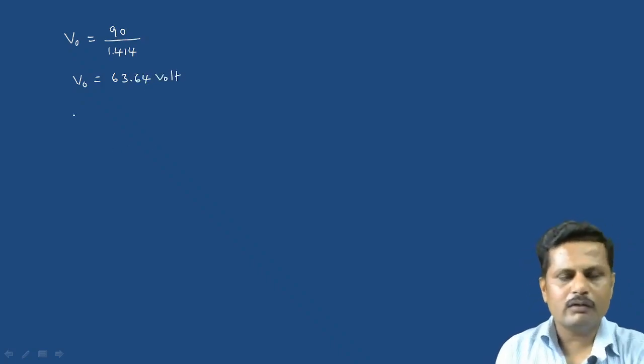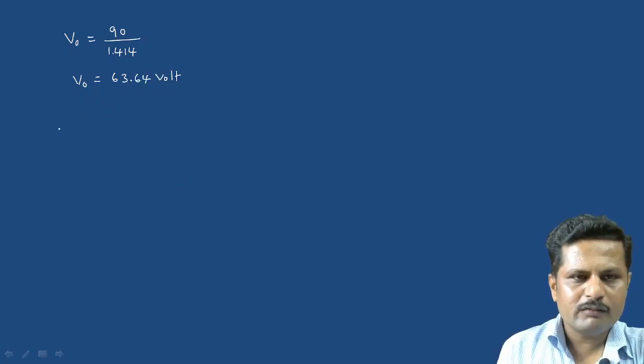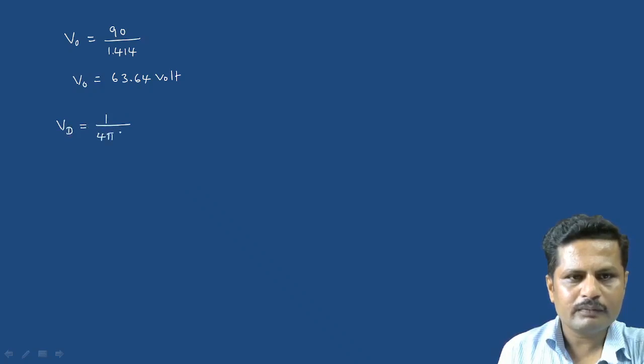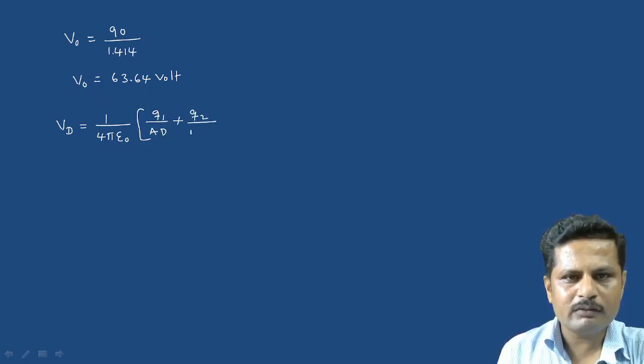63.64 volt. Now, in the same way, we need to find out the potential at D, that is VD equals 1 by 4 pi epsilon naught times Q1 divided by AD, where Q1 is at A. So from A to D, AD, plus Q2, which is placed at B, so we take BD, plus Q3, which is placed at C, so we take CD.